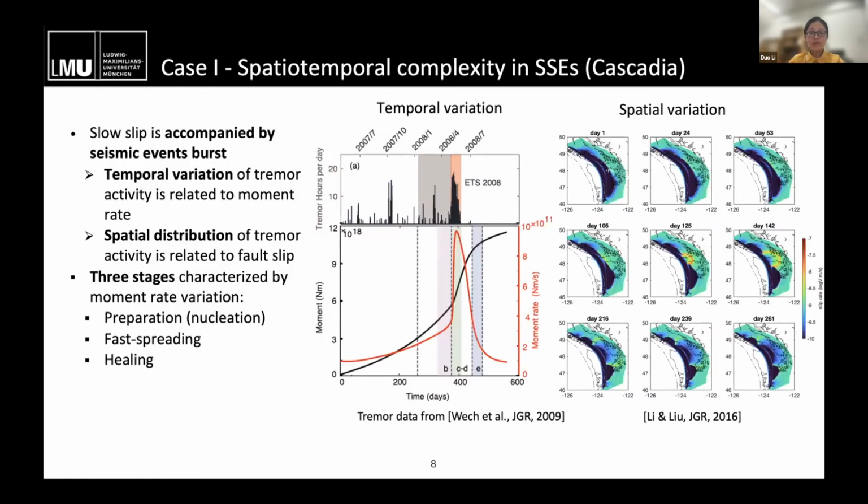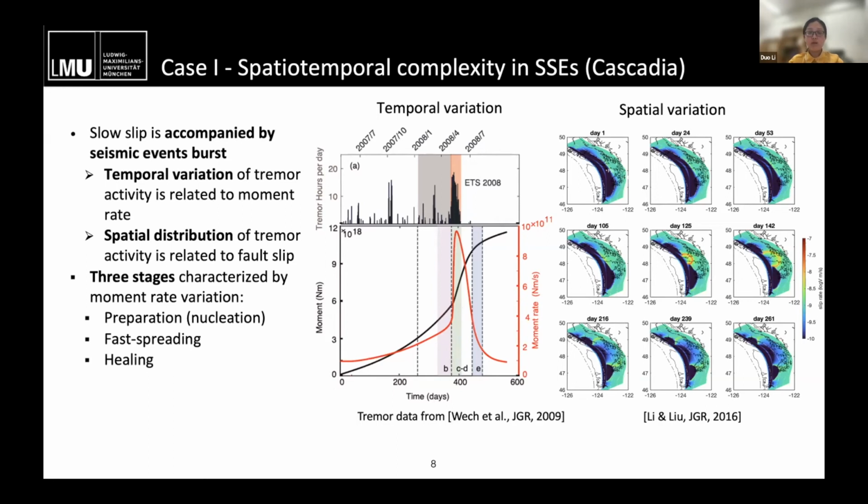We want to see this because in Cascadia and Japan, slow slip always comes together with non-volcanic tremor, so it is sometimes called episodic tremor and slow slip. So here we want to compare the relation between tremor and slow slip in Cascadia. In the figure in the middle, we plot the cumulative moment and the moment rate in one slow slip episode, shown in black and red curves.